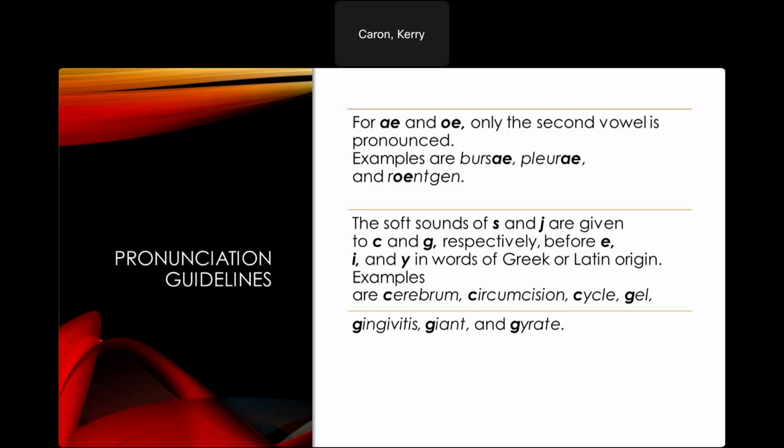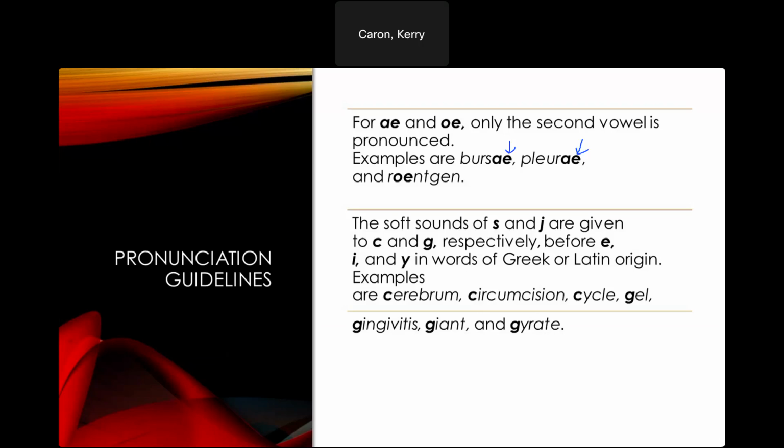Okay, this gets a little hairy, but bear with me. We'll do our best. So with AE and OE, we only pronounce the second vowel. So bursae, pleurae. You're going to say the second vowel.